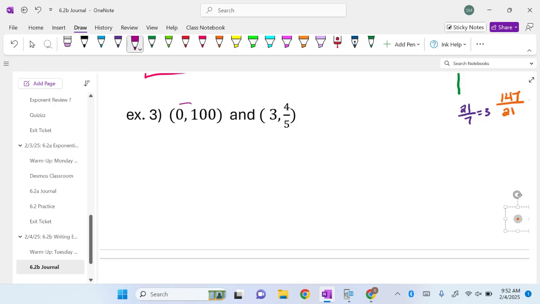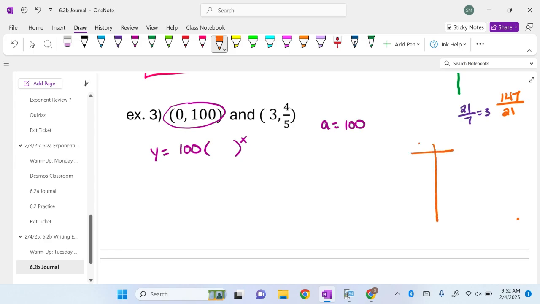So they gave us our y-intercept, which is right here. So that means our a is equal to what? 100. So that means I have y is equal to 100 times some b value raised to the x. Now, I'm going to make my table to find my b value. So I have x, y, I have 0, 100. Now, since our next x value is 3, I'm going to leave some space between the two x values. So then I put 3 and then 4/5.